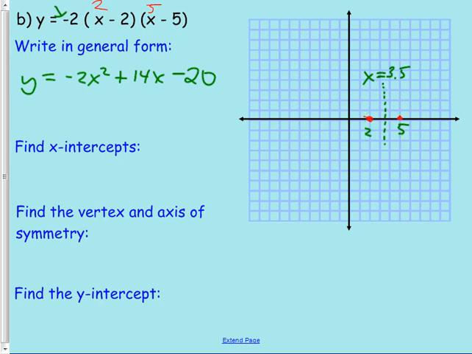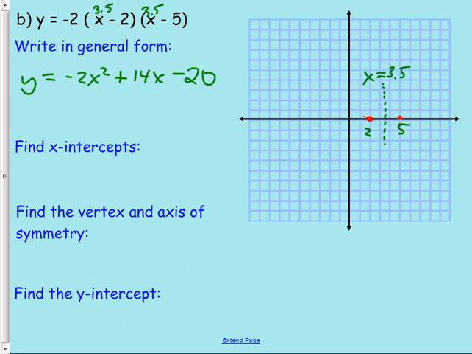Okay, now exactly where is that spot? I told you a good way to do it. We know x is 3.5. What do we do? Plug it in. Plug in 3.5. Plug it in here and here.